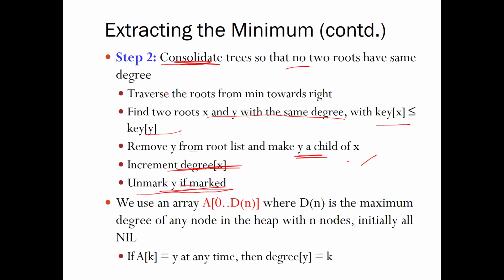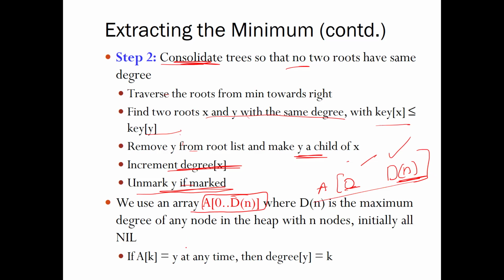Now, in order to do this process efficiently, what we do here is we create an array known as A. The size of A is basically the number of degrees that are available. So whatever is the maximum degree of a node, from 0 till the maximum degree, you have a number of trees of different degrees. Whichever is the maximum degree that it can accommodate, that is the size of the array A.